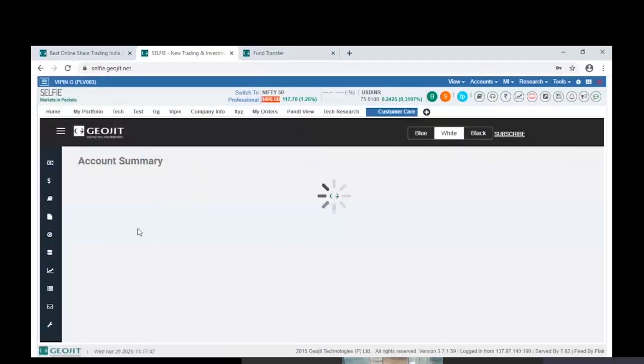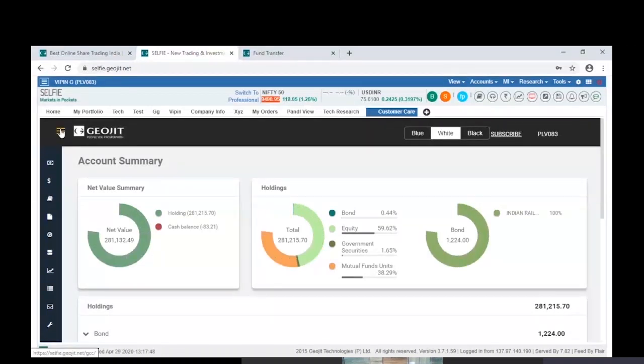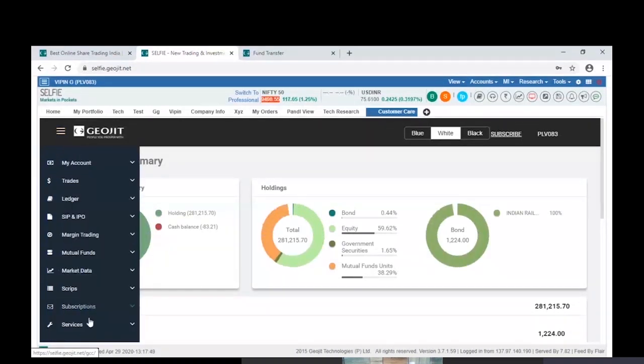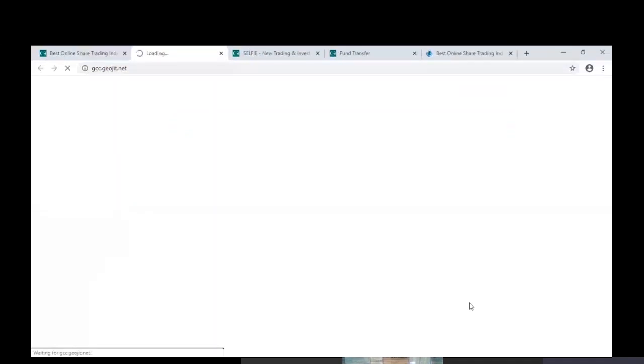I will just show you another method of using geojit.com. We earlier showed you that on geojit.com you can access the trade login. Now the customer care can be accessed directly from here also.